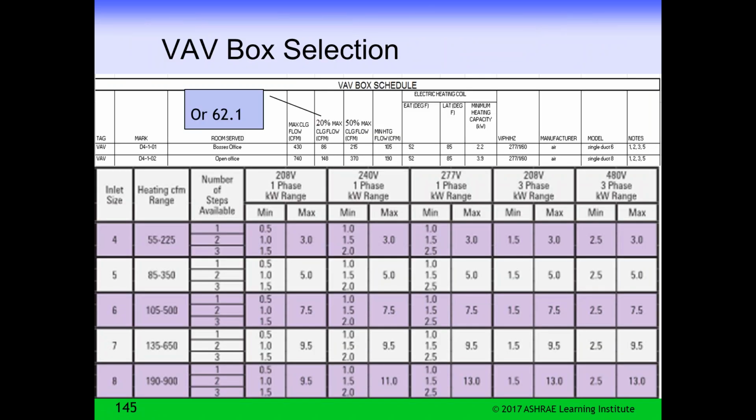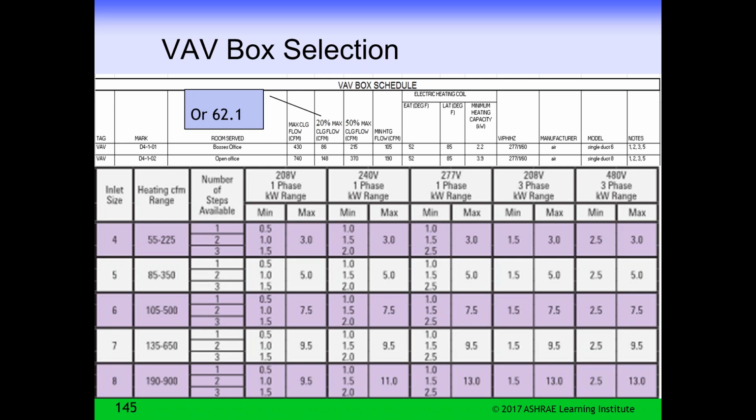So as you're selecting boxes now, you do have to go through a couple of extra steps as you schedule and select. Your maximum cooling airflow CFM would normally be scheduled on a VAV box schedule at the top there. Then 20% maximum cooling airflow, or ASHRAE 62, would let you go down to 86 or 184 based on the 20%. But the 50% maximum cooling flow would be the part you could speed up to, 215 or 270.